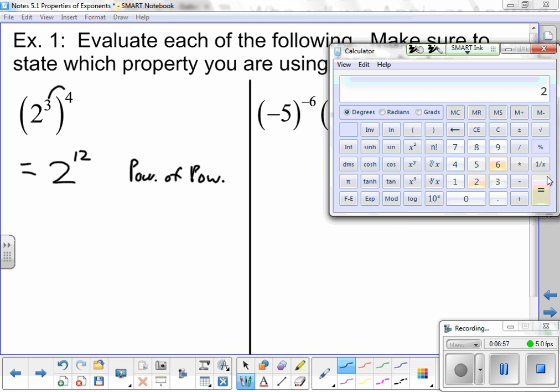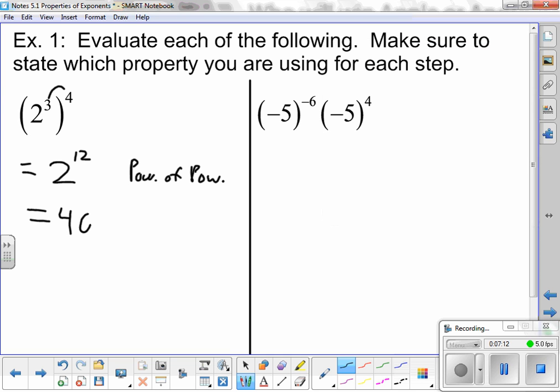Okay, 2. Where's my power button? Your power button might look like this, or it might have like a little caret symbol. So 2 to the caret symbol like that on your calculator. 12th power is 4096. So equals 4096. And then the reason behind that is just simplifying. Right. And like I said, I am okay with you guys abbreviating your reasoning behind each part.